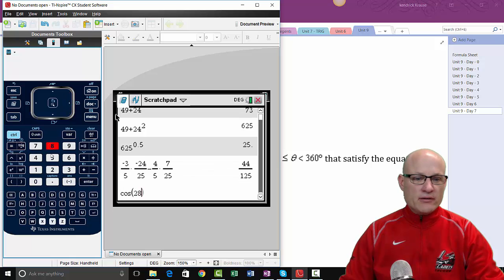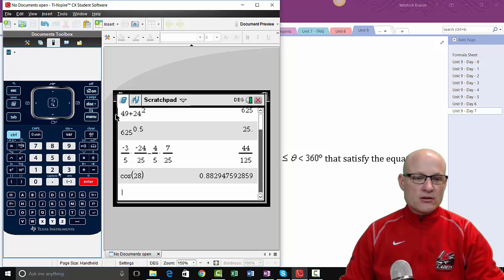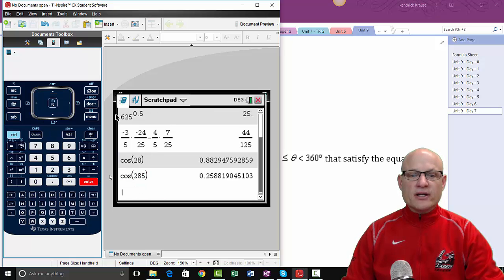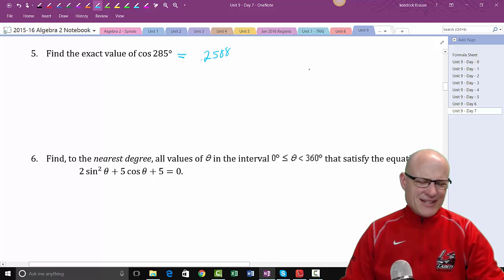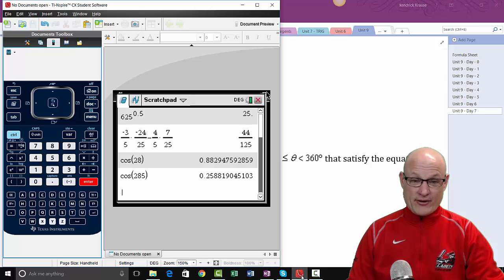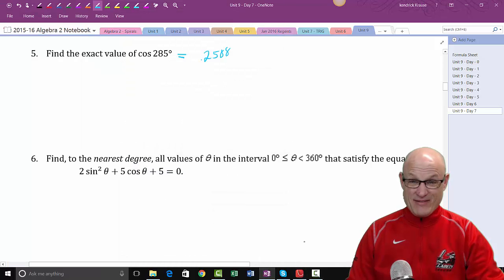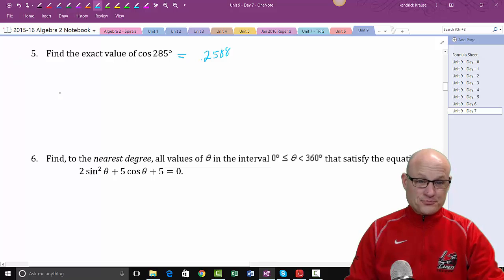Cosine of 285. Oh, cosine. I forgot the 2. I forgot the 5. I thought I hit it, but maybe I didn't. Cosine of 285 is 0.2588. I'm just going to write that down. 0.2588. Weren't expecting it to be positive, were you? All right, but that would be a stupid answer. And by the way, the exact answer is not writing down all those decimals. That would be the even dumber answer.